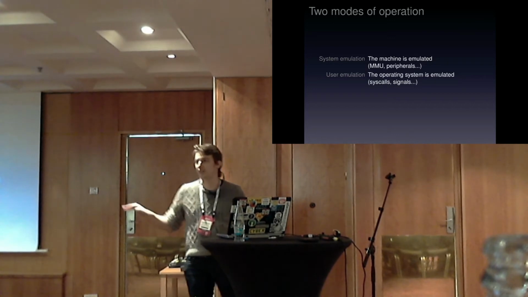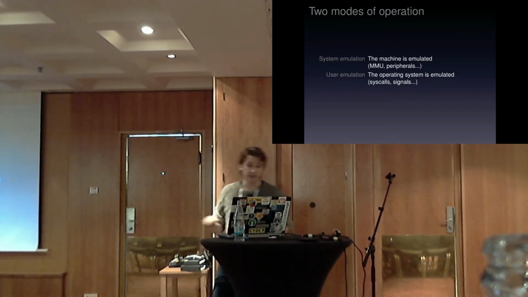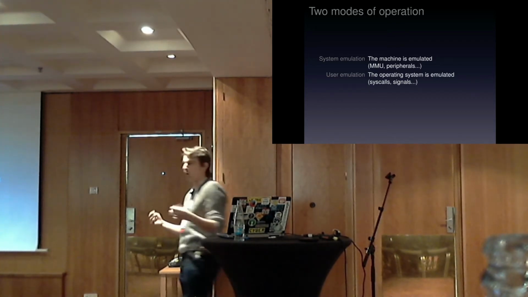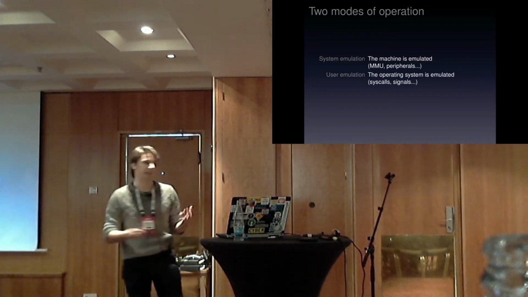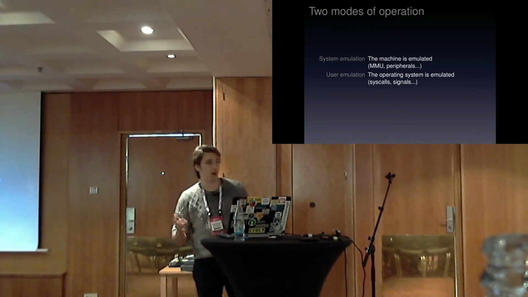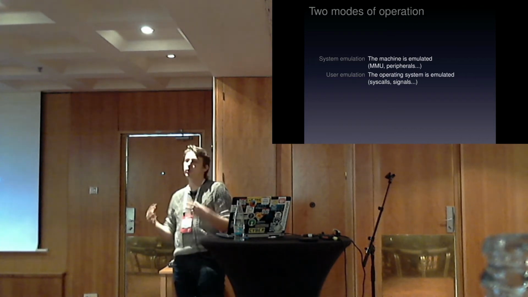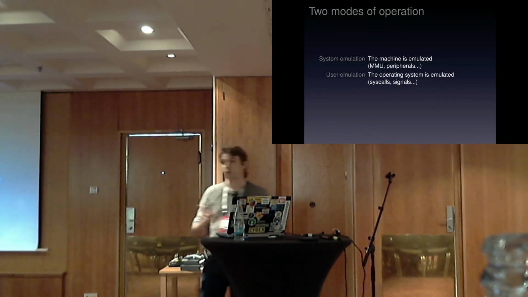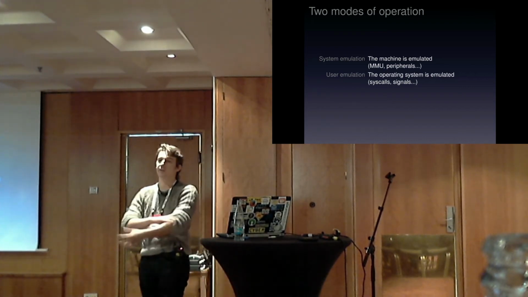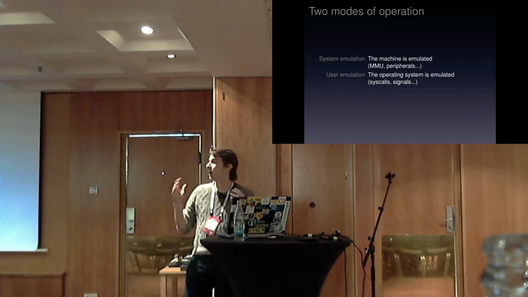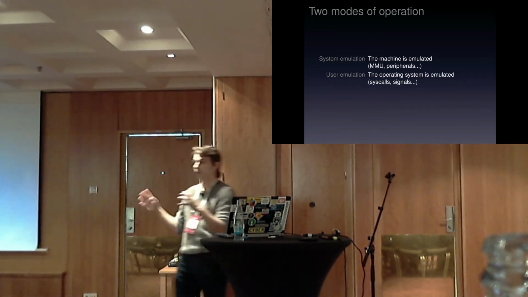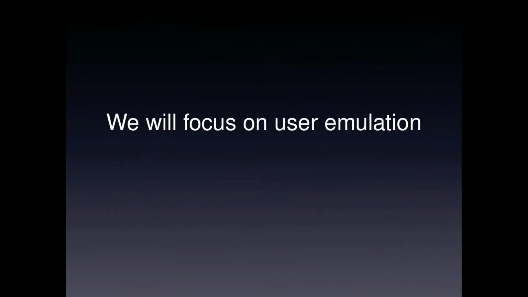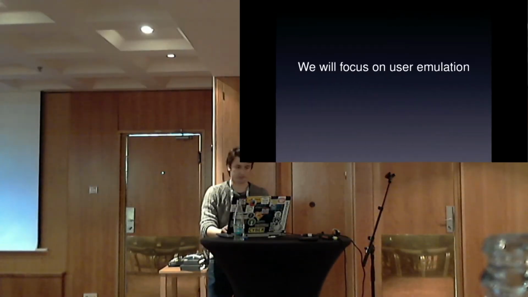I'm completely ignoring KVM. We're not talking about KVM here. The first mode of operation is system emulation. Basically, you're emulating the full machine, including MMU, peripherals, and whatnot. When you use system emulation, you can boot an entire operating system, a kernel, and things like that. But then there is another mode of operation, which is user emulation. In user emulation, you can run a program compiled for Linux as is, without booting any kernel and without doing anything like that. In this presentation, we will focus mainly on user emulation.